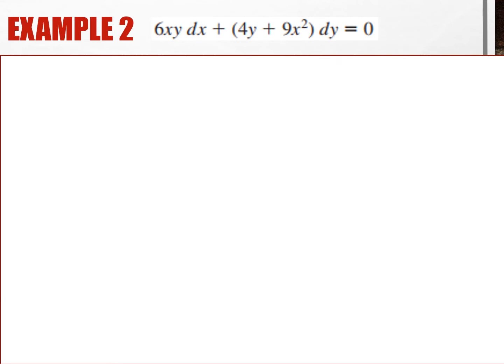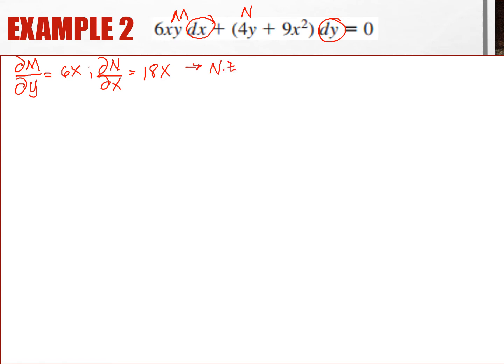Now we have your equation here, 6xy dx plus 4y plus 9x squared dy. So first, label this one as M because it has dx in it. You label this one as N because it has dy in it. So, testing for exactness, we have the partial derivative of M with respect to y, which is 6x. On the other hand, the partial derivative of N with respect to x is equal to 18x. So therefore, this is not an exact differential equation.